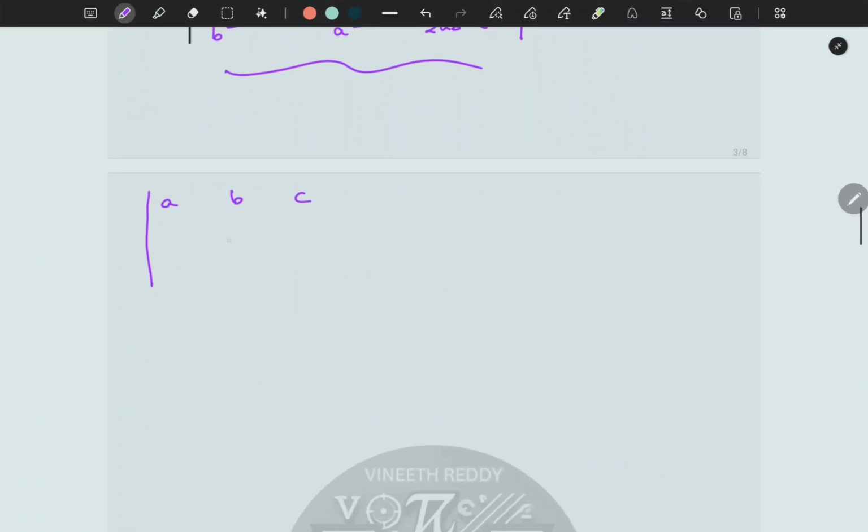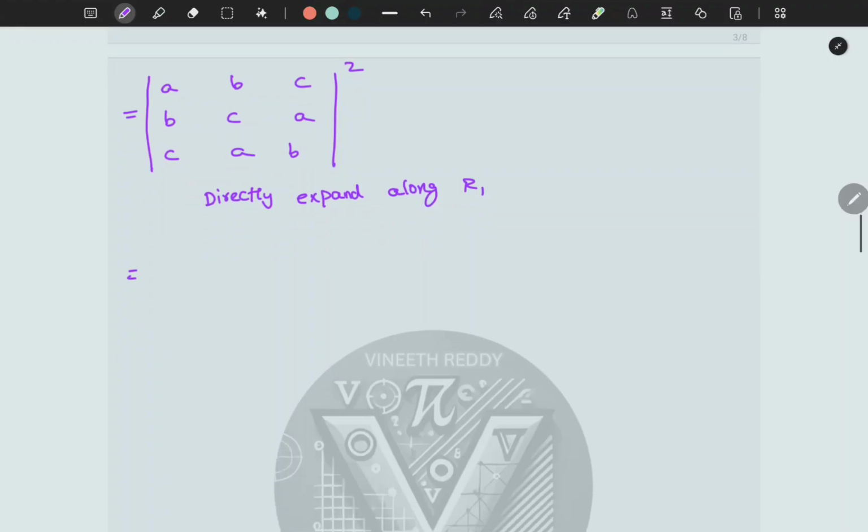So for that we'll do one thing. We'll take this determinant ABC, BCA, CAB whole square. Now let us directly expand the determinant along any row or any column, along row 1, let us say. So what do we get? We get A into, I hope all of you know how to expand a determinant, A into BC minus A square. Next we will get minus B times B square minus AC. Next, plus C into AB minus C square. Don't forget to place a square here because we have a square here.